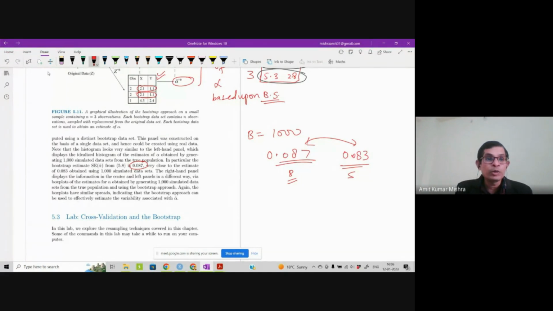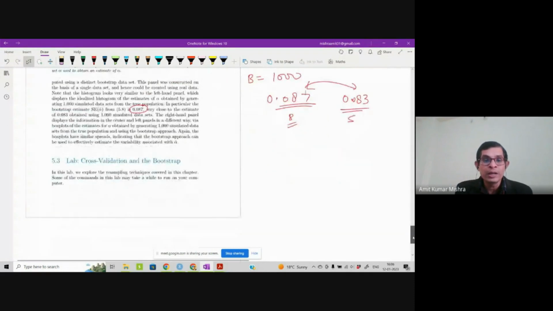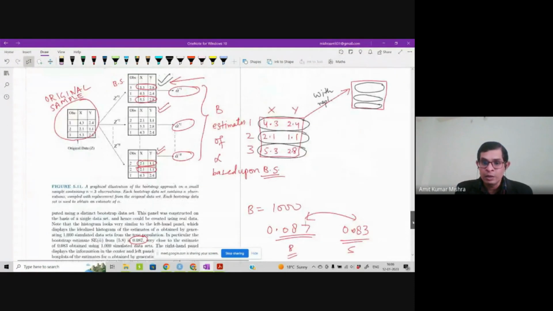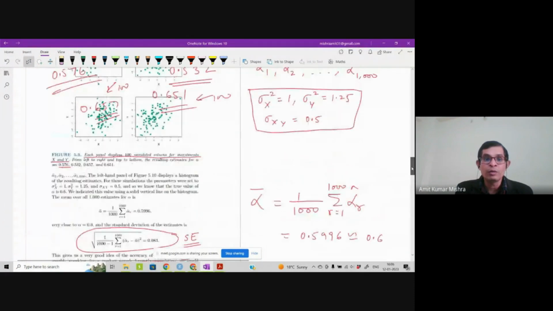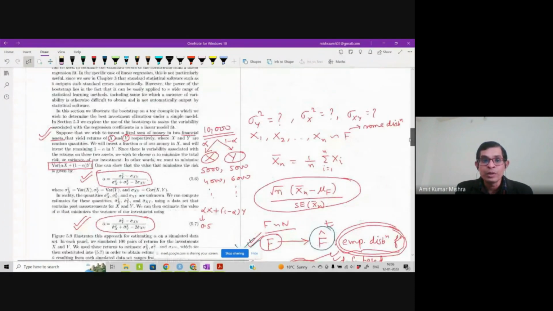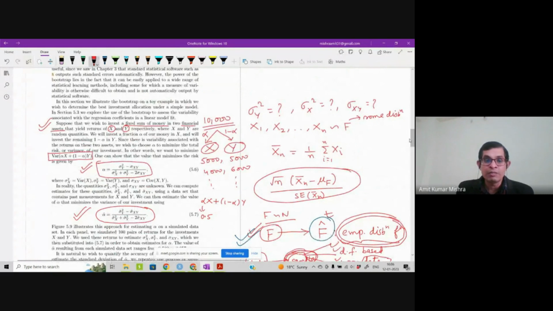So this was about the theory in which we are actually dealing with a function or a statistic which is not of the standard form, and the statistic is this: alpha hat is equal to sigma y squared minus all these things. So this was the process about the bootstrap.